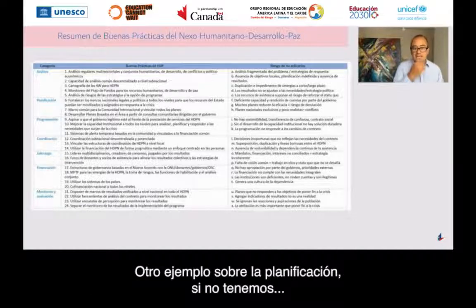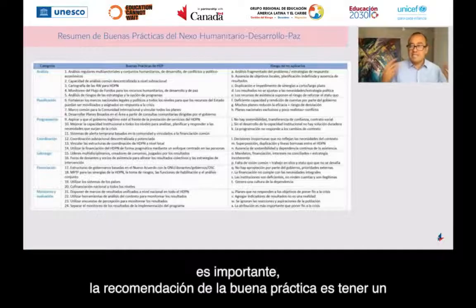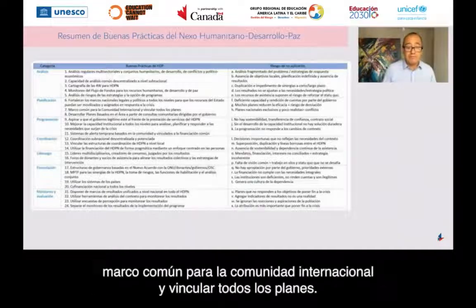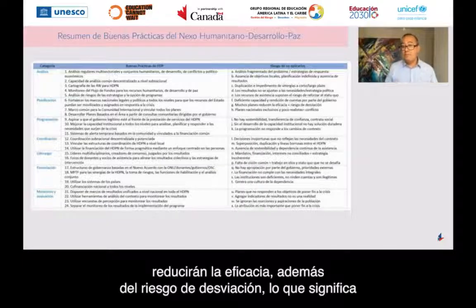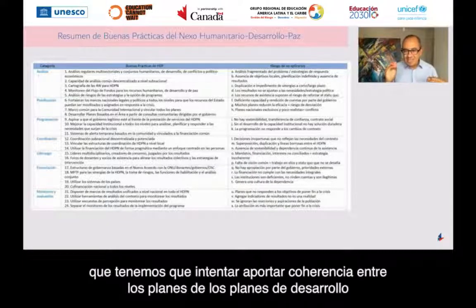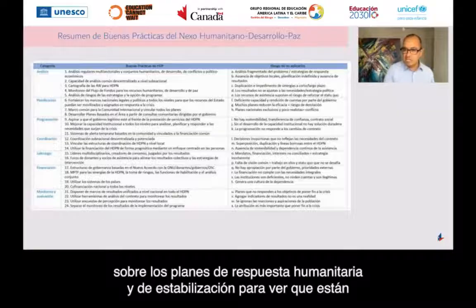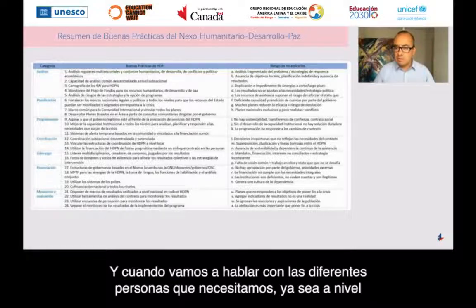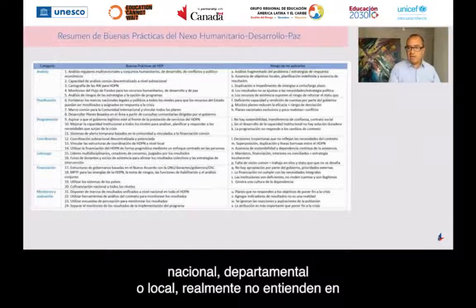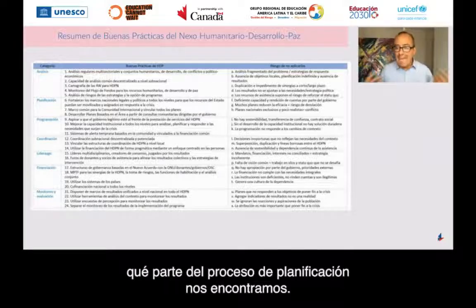Another example, on the planning: the recommendation or good practice is to have a common framework for the international community and link all plans. If we don't have this, the risk is that many plans will reduce effectiveness, plus the diversion risk. Which means that we need to bring coherence between the development plans and the humanitarian and stabilization response plans, in order to see that they are connected and that we are not talking about different plans. Otherwise, when we talk with the different people that we need, either at the national level, the department level or the local level, they really don't understand in which part of the planning process they are.